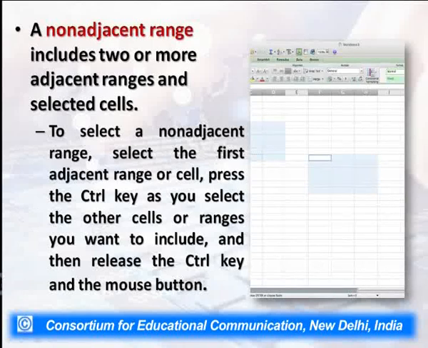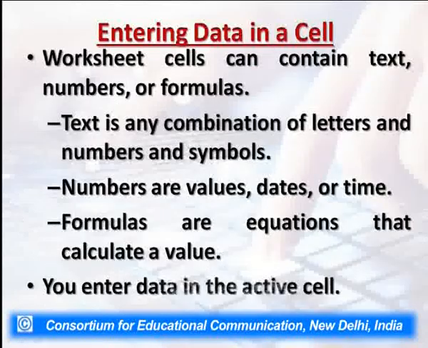So, basically, adjacent cells can be selected directly, and non-adjacent cells can be selected by selecting one range, then pressing the control key and selecting the second range of cells. So, that is again quite simple to follow.